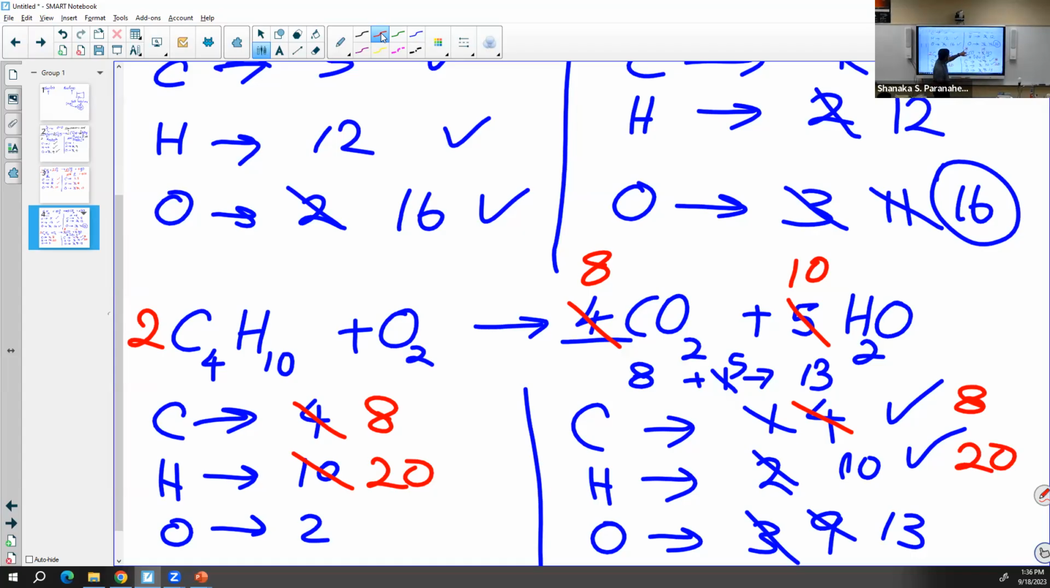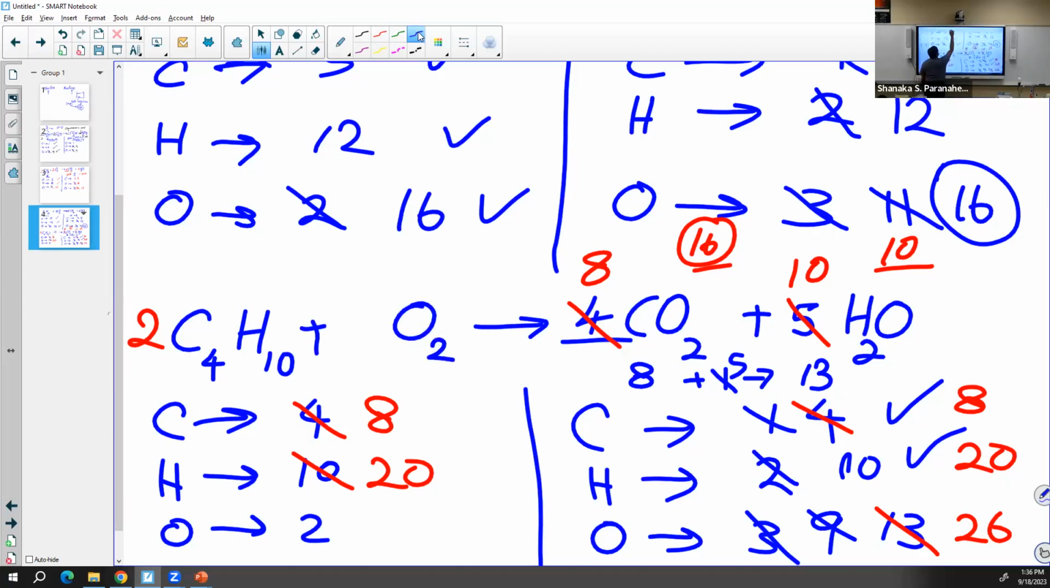So you can see 8 times 2, 16 from carbon dioxide. Okay, and 10 times 1, 10. So 10 plus 16 is equal to 13 times 2, 26. Okay. So now we need 26 on this side. It's going to be 13. 13 times 2 is 26.